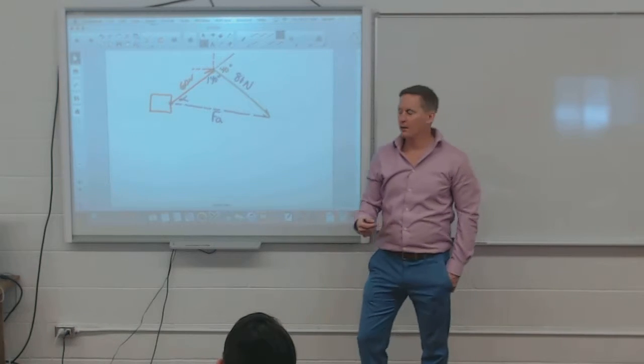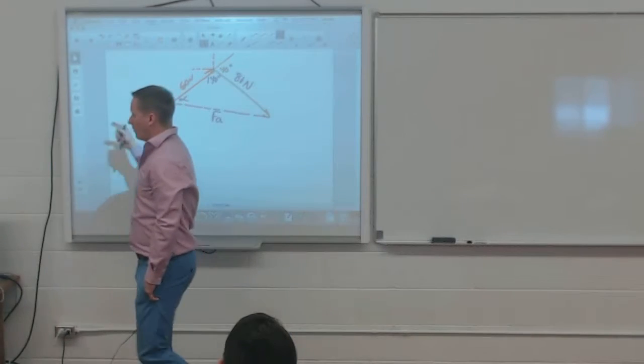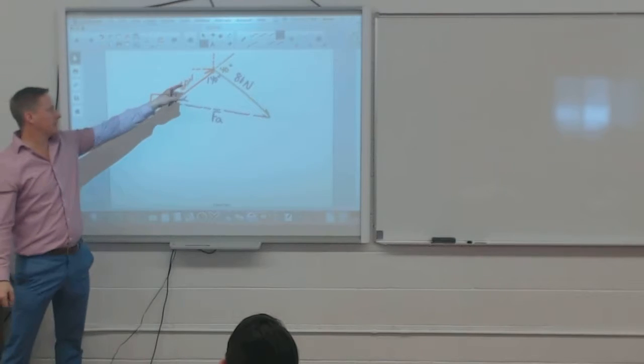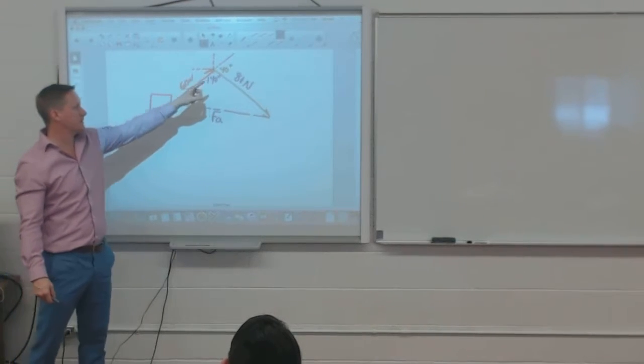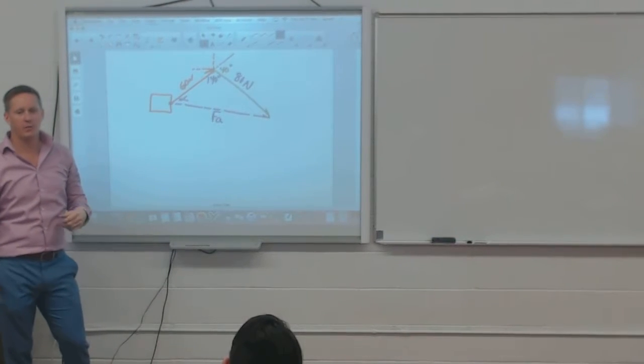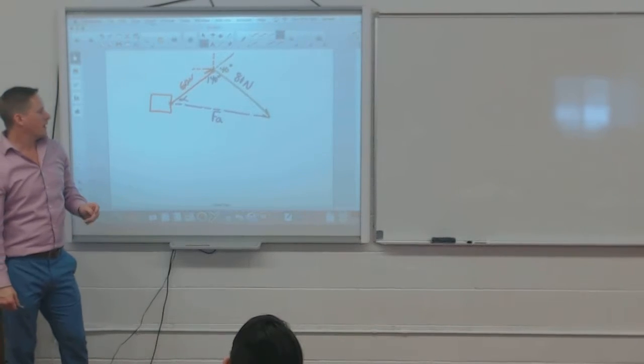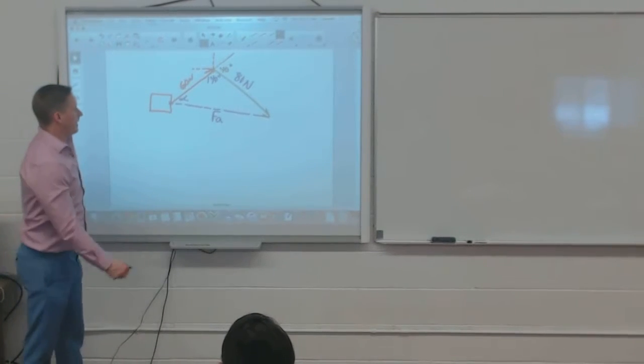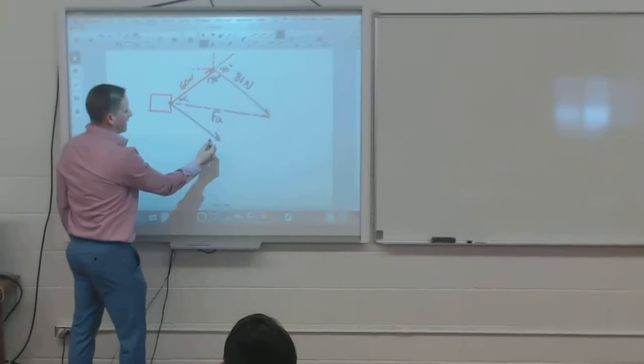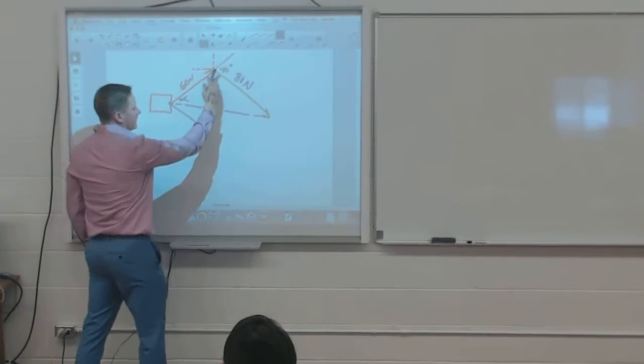Okay, so at that point, that squared plus that squared minus 2 times the cos of 140, square rooted. But drawing it, I took this guy right here and moved it right to there.